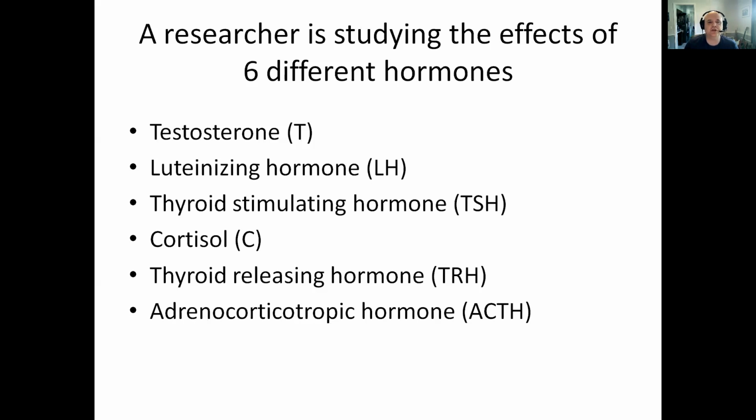So a little team of researchers decide they want to do an experiment dealing with hormones, and they choose 6 different hormones: testosterone, luteinizing hormone, thyroid stimulating hormone, cortisol, thyroid releasing hormone, and adrenocorticotropic hormone.